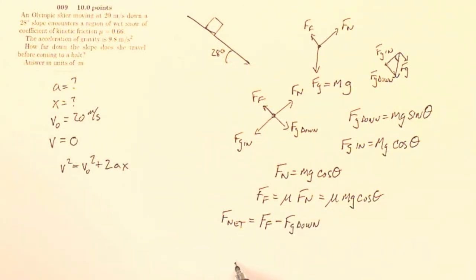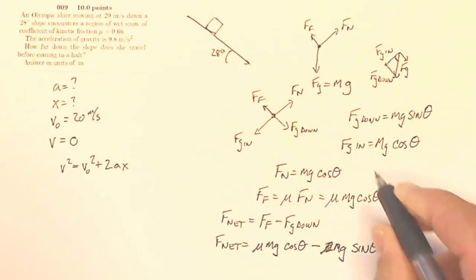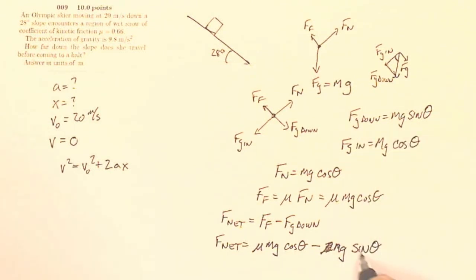And if I work that out, I can see that my net force, let's plug these in, is my force of friction, which is mu mg cosine theta from this, minus my force of gravity down the slope, which is just mg sine theta, right? My force of gravity down the slope, mg sine theta. So that's my net force.